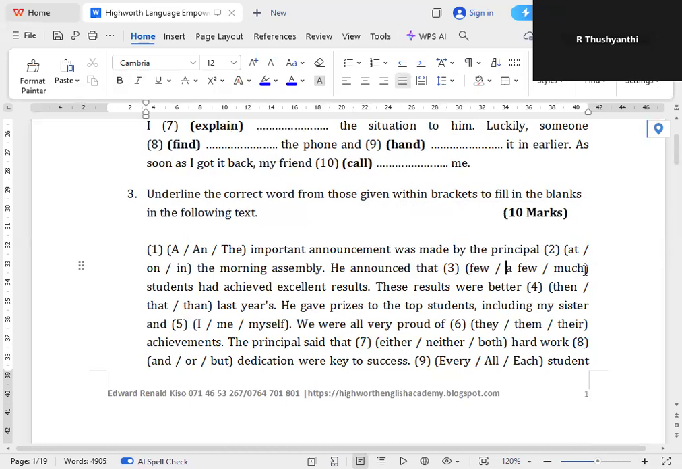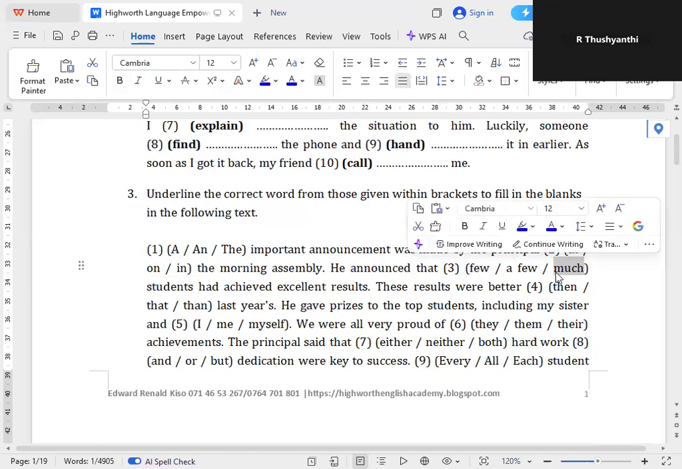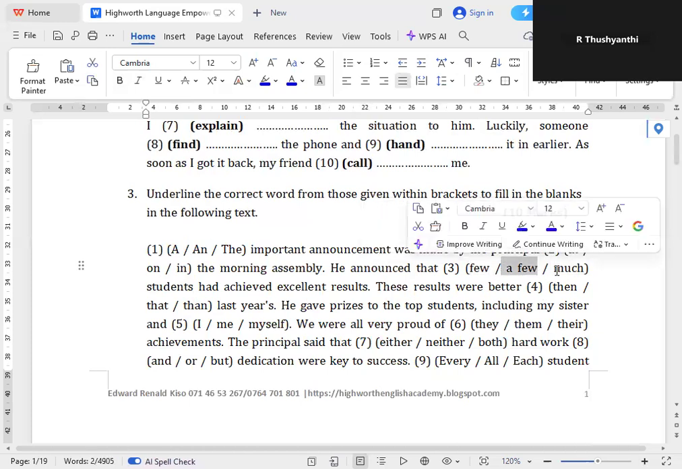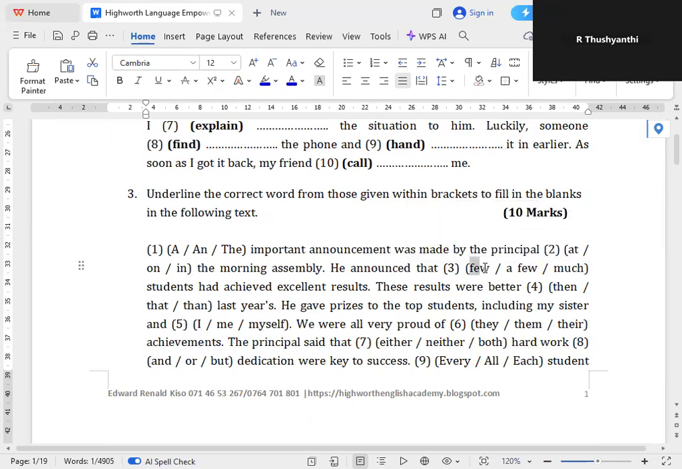You can't use much here because we are talking about countable nouns, students. Much is used with uncountable nouns. So students is a countable noun, so you can use few or a few, right? We can't use much, and we can't use few because it gives a negative idea. A few means there are a considerable number of students who have achieved a good result. So a few is correct.